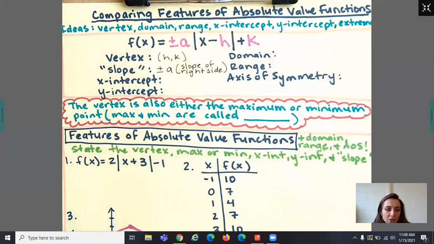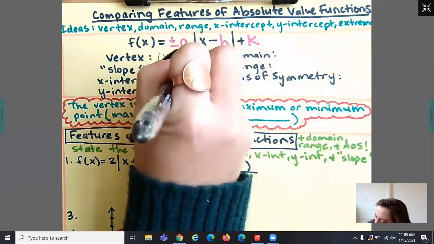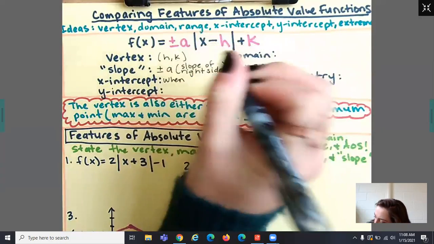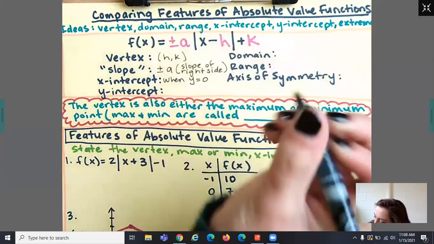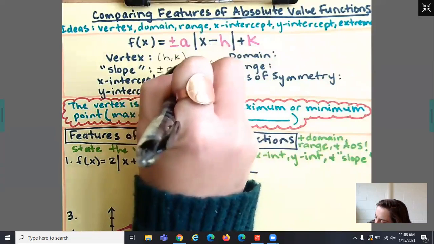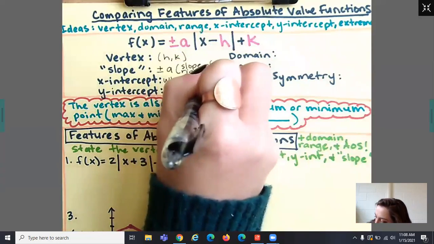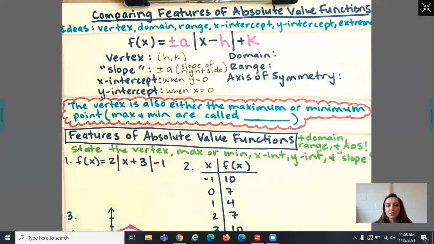Okay, whenever we're looking at the x-intercept and y-intercept, that is going to vary a little bit depending on our graph, but we can say a few things. The x-intercept is when y equals 0, and the y-intercept is when x equals 0. Okay, so let's just write that about the x and y-intercept.